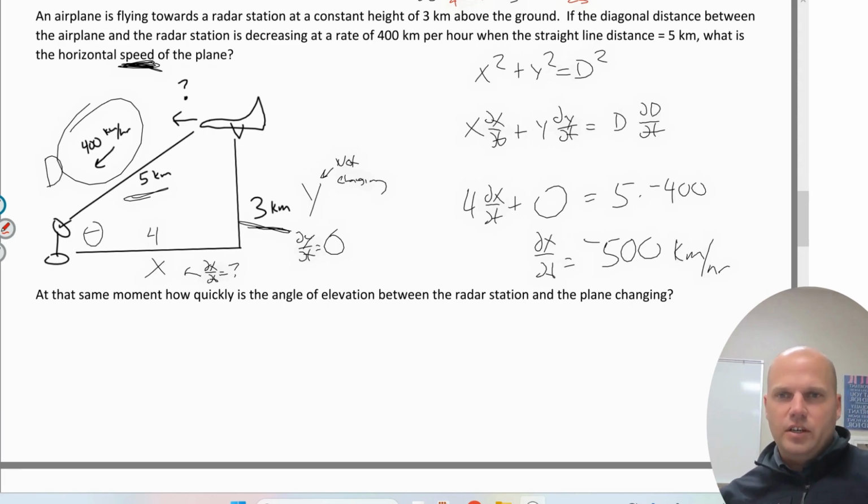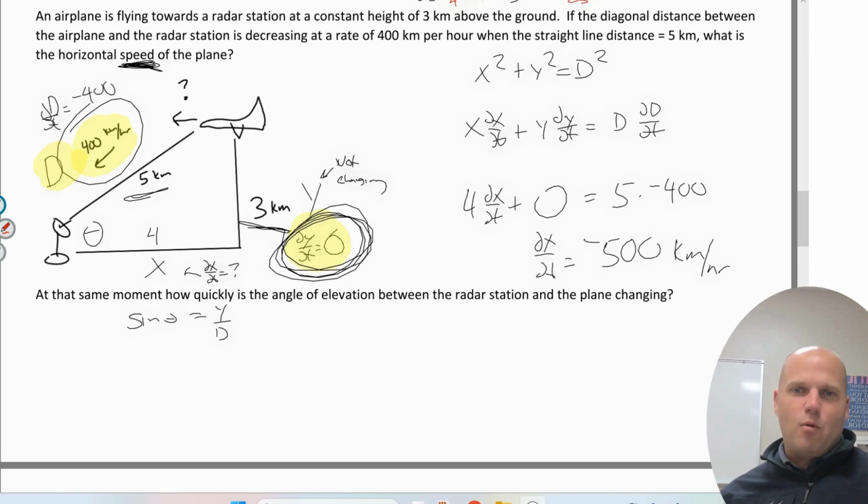Okay, angle of elevation. Now is the time where, yes, I have dx/dt, dy/dt, and dd/dt. I can choose whatever trig function, but I'm going to choose to use this one and this one because they were given to me. So I have my y and my dd/dt, which equals negative 400. Y and d, I'm going to pick sine. Whichever one I pick, I want to use the fact that dy/dt is 0. It'll just make my calculation so much easier, but it doesn't have to be done.